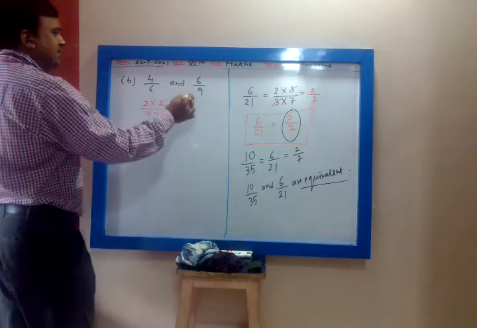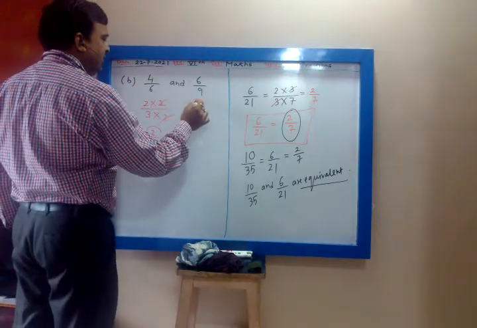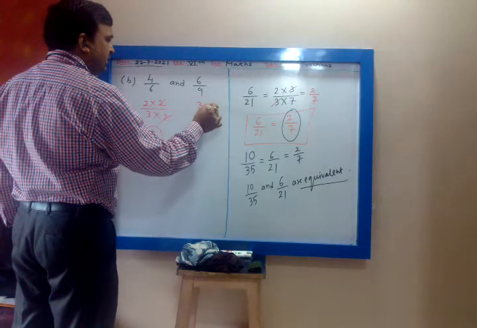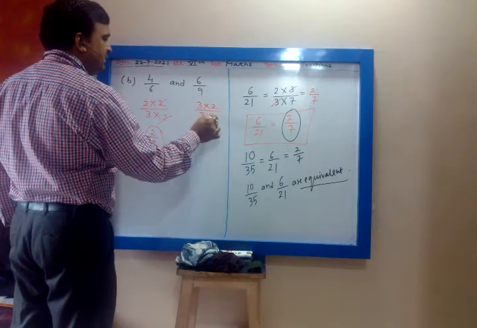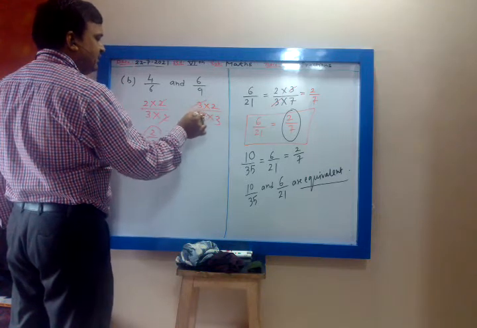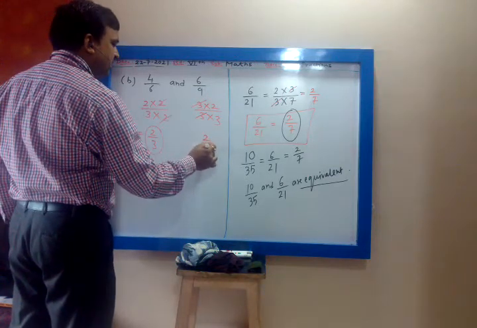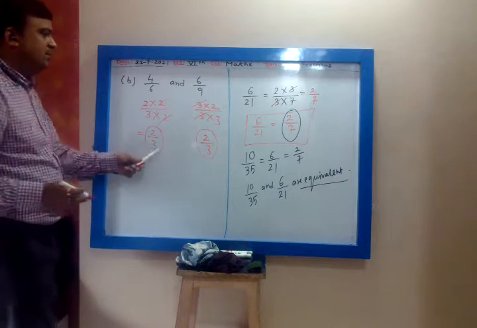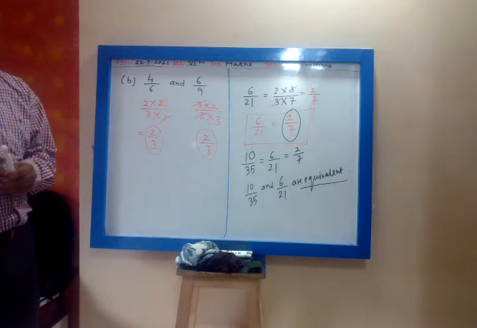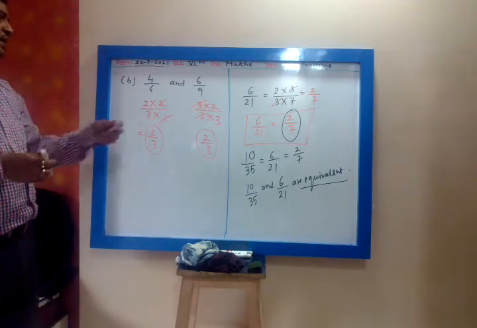What about this fraction? 6 upon 9. 6 I can write 3 2s are 6. 9 I can write 3 3s are 9. Then 3 gets cancelled. What is left? 2 upon 3. Whether they are same? 2 upon 3 and 2 upon 3 are same? Yes. So they are equivalent.